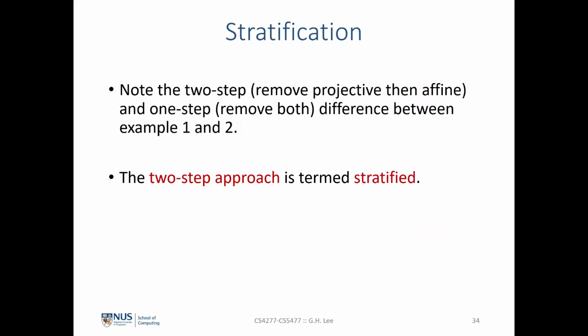Note that I have mentioned in example 1, the 2-step process. That means that I'm going to remove the projective distortion with L infinity first, and then remove the affine distortion using C infinity star. And this is also known as the stratified approach. And the 1-step process is to directly identify the projection of C infinity star on the perspective image and directly compute the unknowns of HP and HA together.